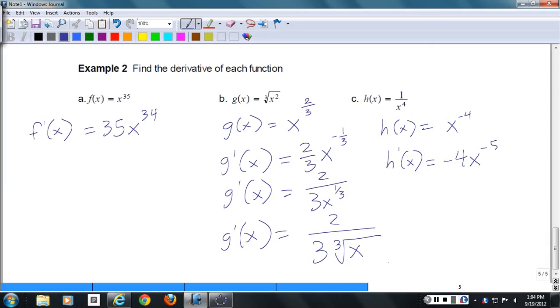x to the negative 5th. And since the original, usually it's a good rule of thumb not to leave any negative exponents in the final answer. But since the original didn't have any negative exponents, it was written as a fraction, probably a good way to go for this one. So negative 4 over x to the 5th, yeah.